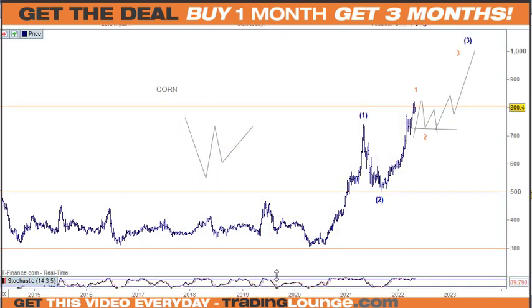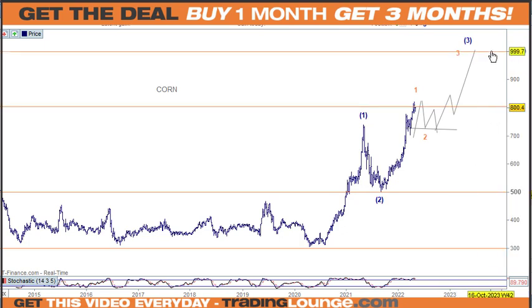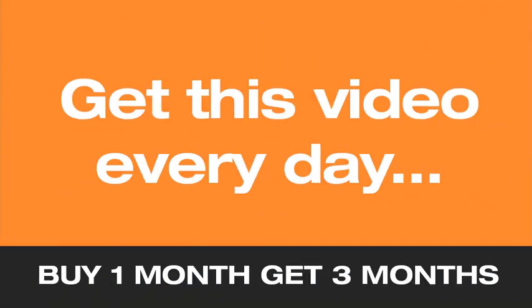So that's corn. It's looking bullish, and it's got higher to go. It's just going to spend some time at 800 before it pushes up to the next level, which will be the 1,000 at that point. So there we go.